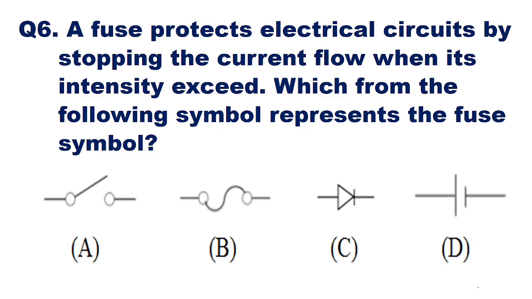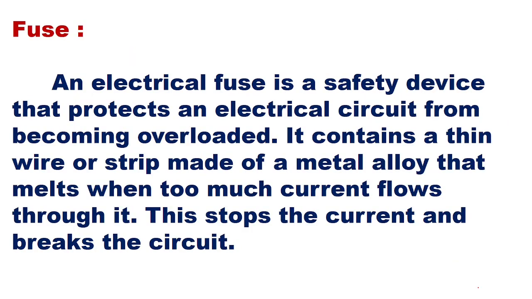So if you see the concept of fuse, an electrical fuse is a safety device that protects an electrical circuit from becoming overloaded. It contains a thin wire or strip made of a metal alloy that melts when too much current flows through it. That is, when too much current flows in the circuit, that thin wire or strip will melt. This stops the current and breaks the circuit. So this is the concept of electrical fuse.